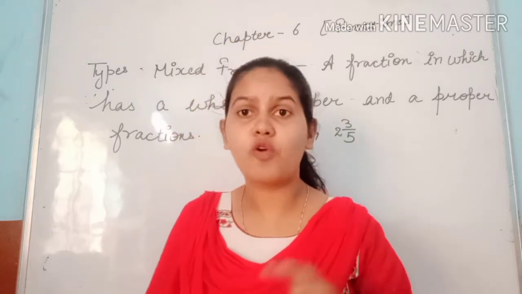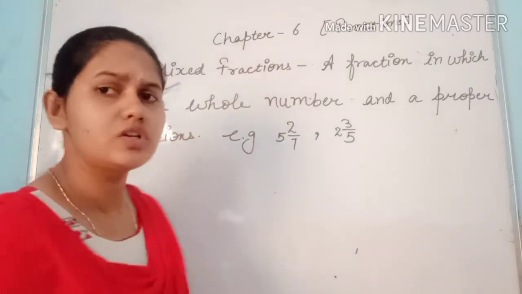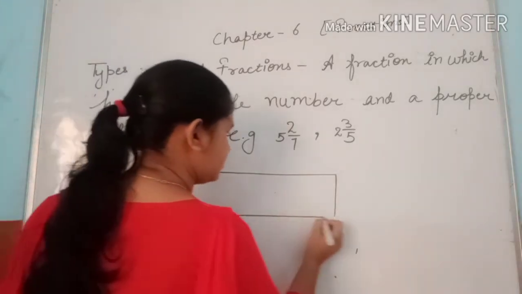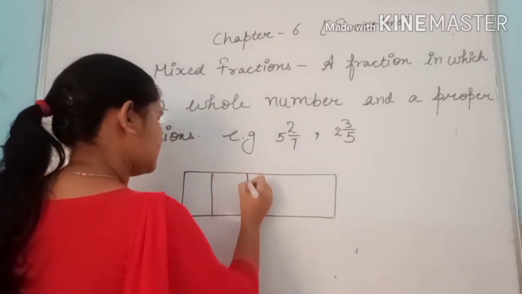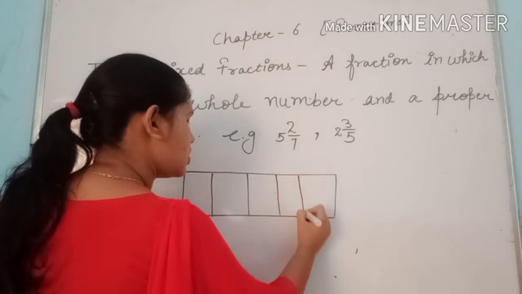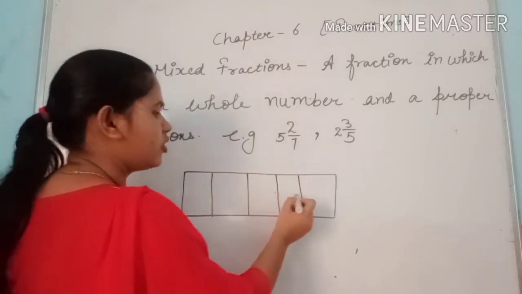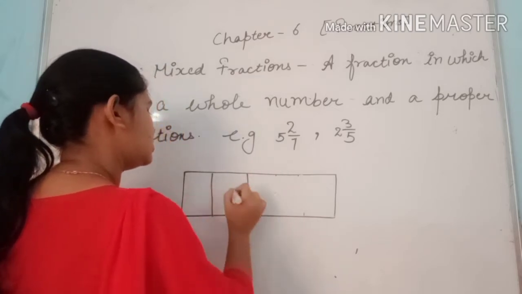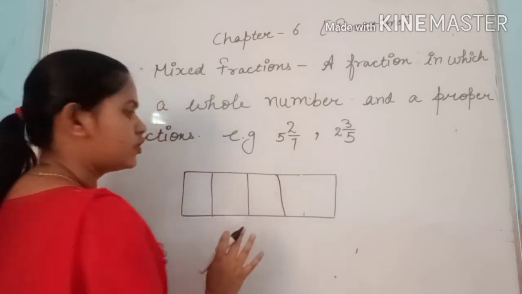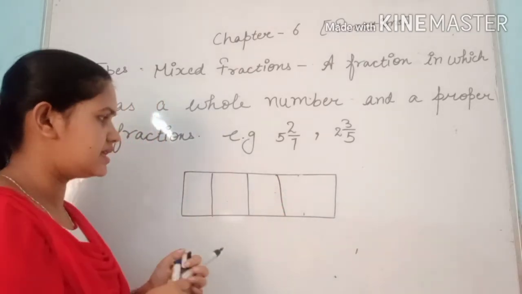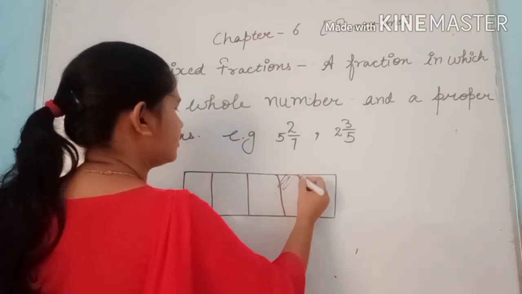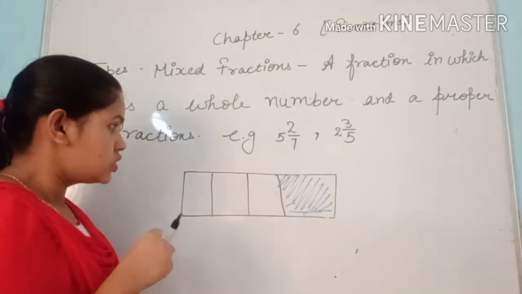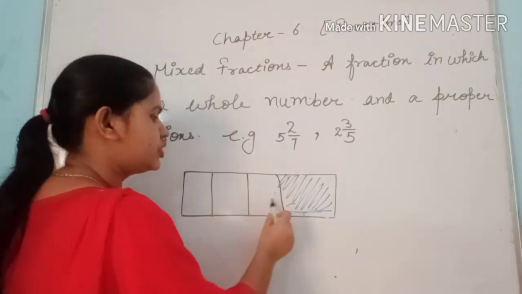So you can see 4 boxes are given to us like this. Students, you can see 4 boxes: 1, 2, 3, and this one is 4. So one is shaded. I will shade this one. So this one is shaded. So the total is 1, 2, 3, 4.